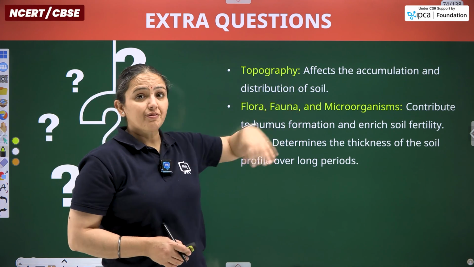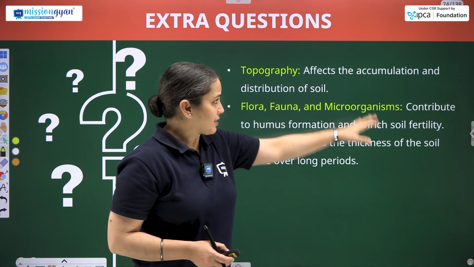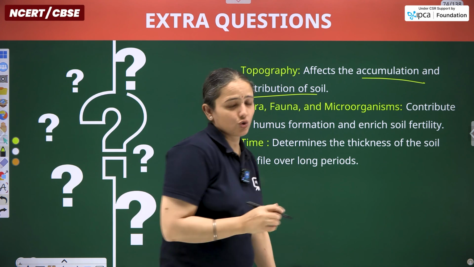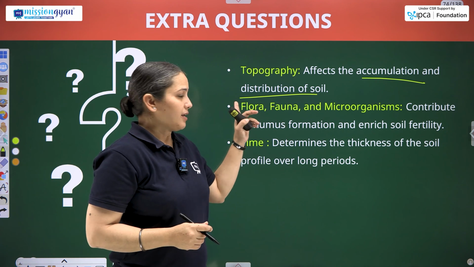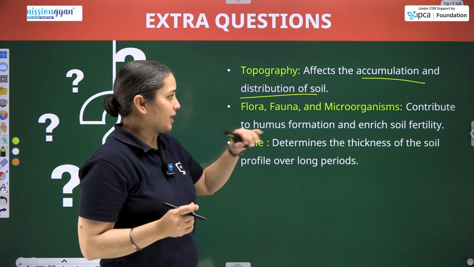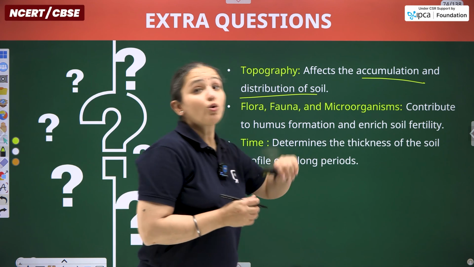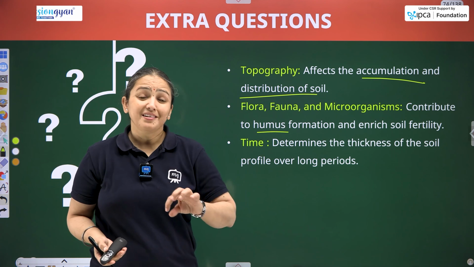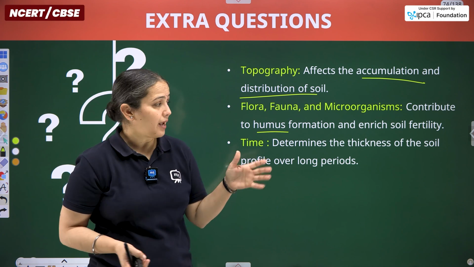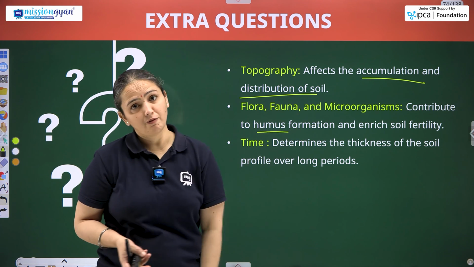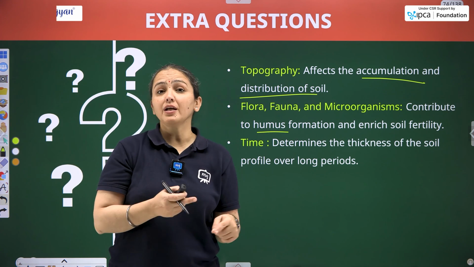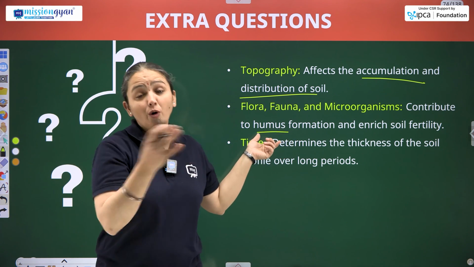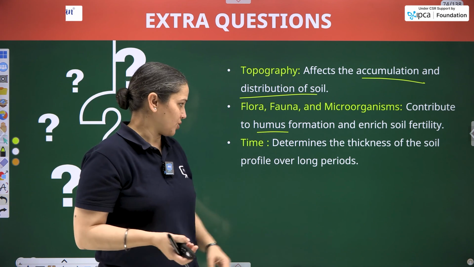Next is topography, relief feature. So it affects the accumulation and distribution of soil. Flora, fauna, that is, flora is vegetation, fauna is wildlife and microorganisms. So they do contribute as well to humus. Humus is basically the decomposed part of the remains of these microorganisms, flora and fauna. And the more it will be in the soil, the more the soil will be fertile, and of course it forms the soil. It helps in the formation process as well.